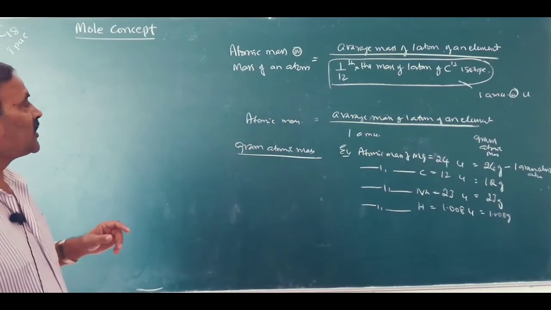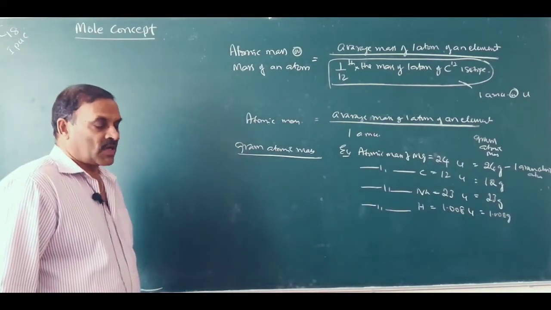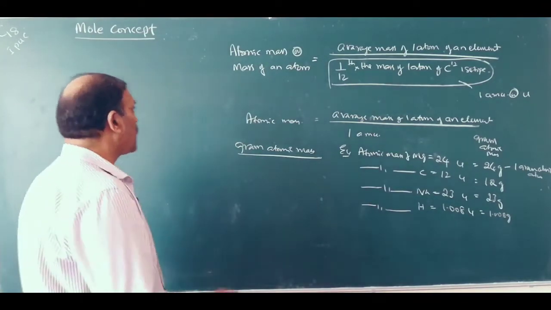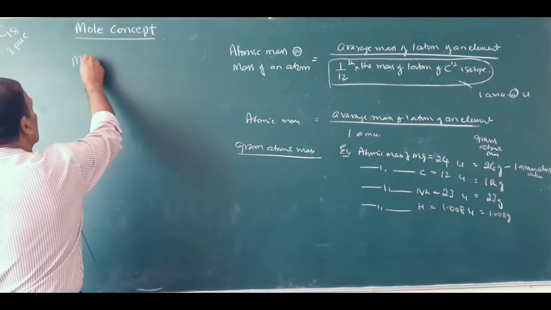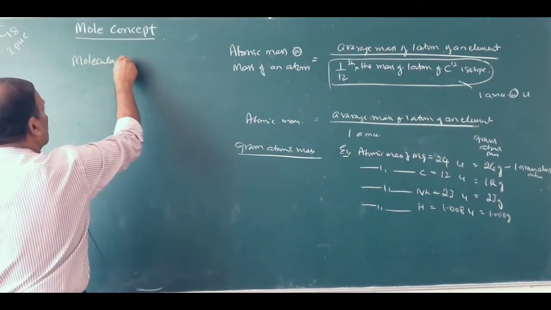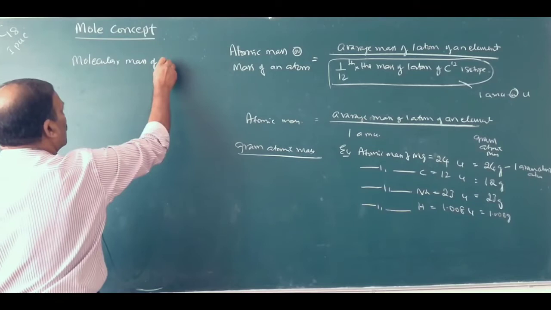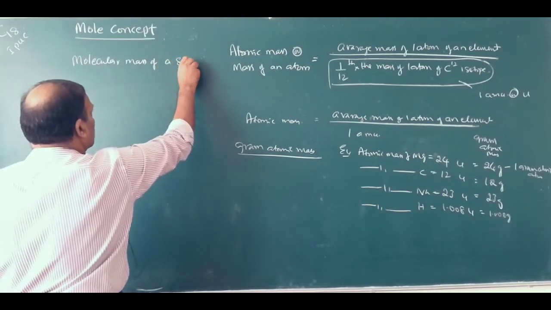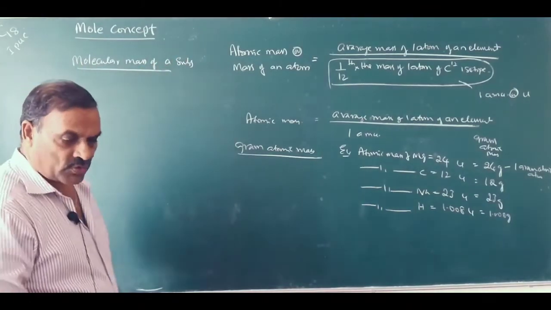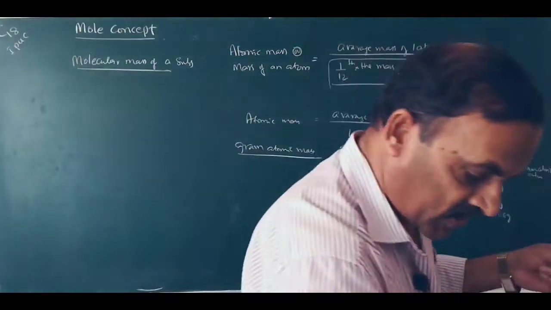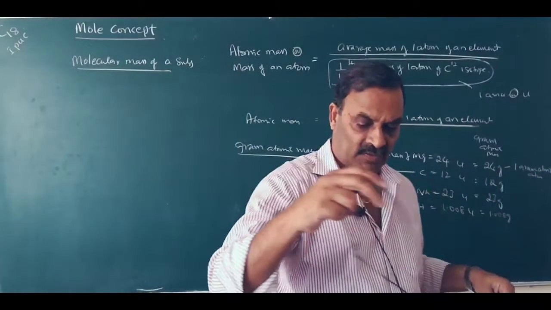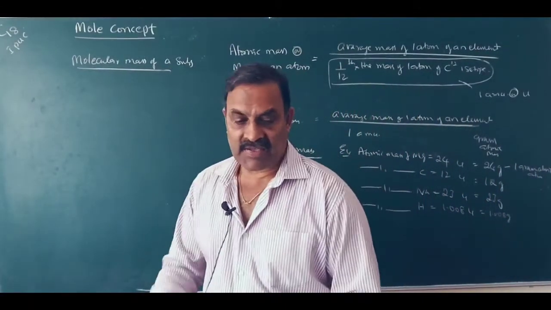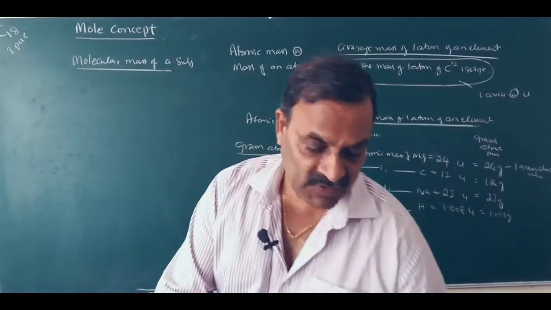So, similarly, coming to molecular mass. What is molecular mass? Molecular mass of a substance. How do you define molecular mass? Molecular mass is the sum of the atomic masses of all the elements present in one molecule of the compound.